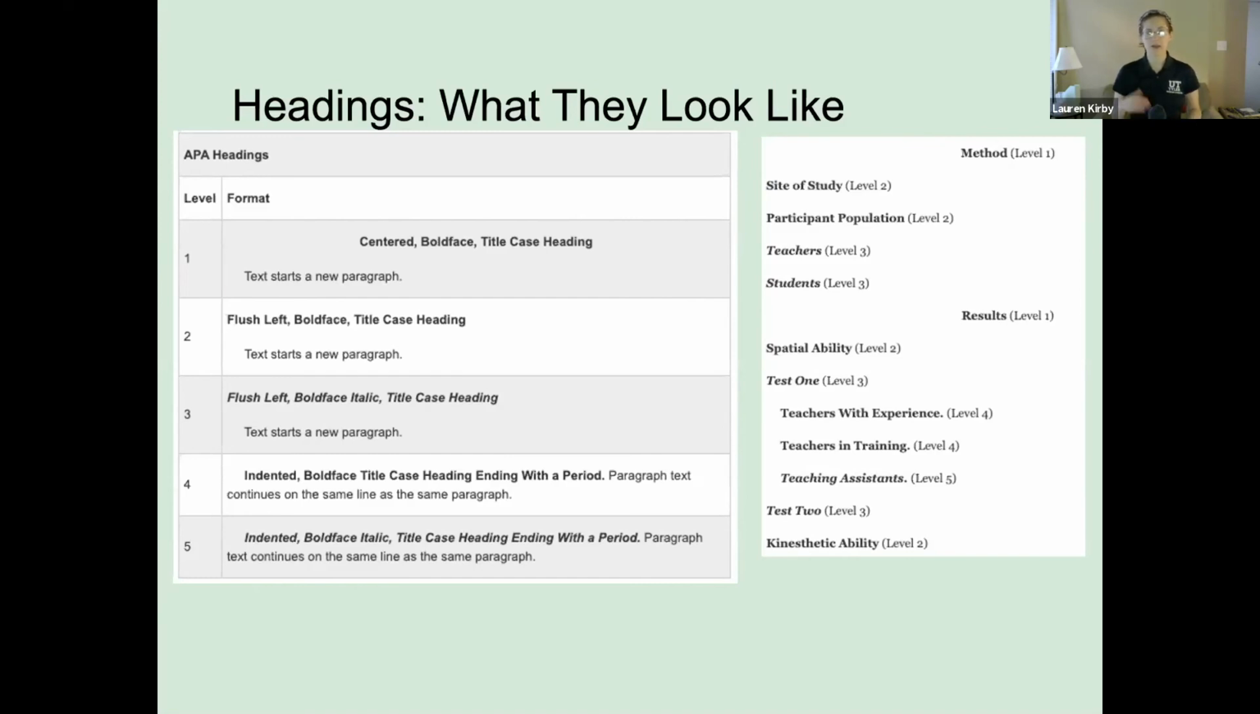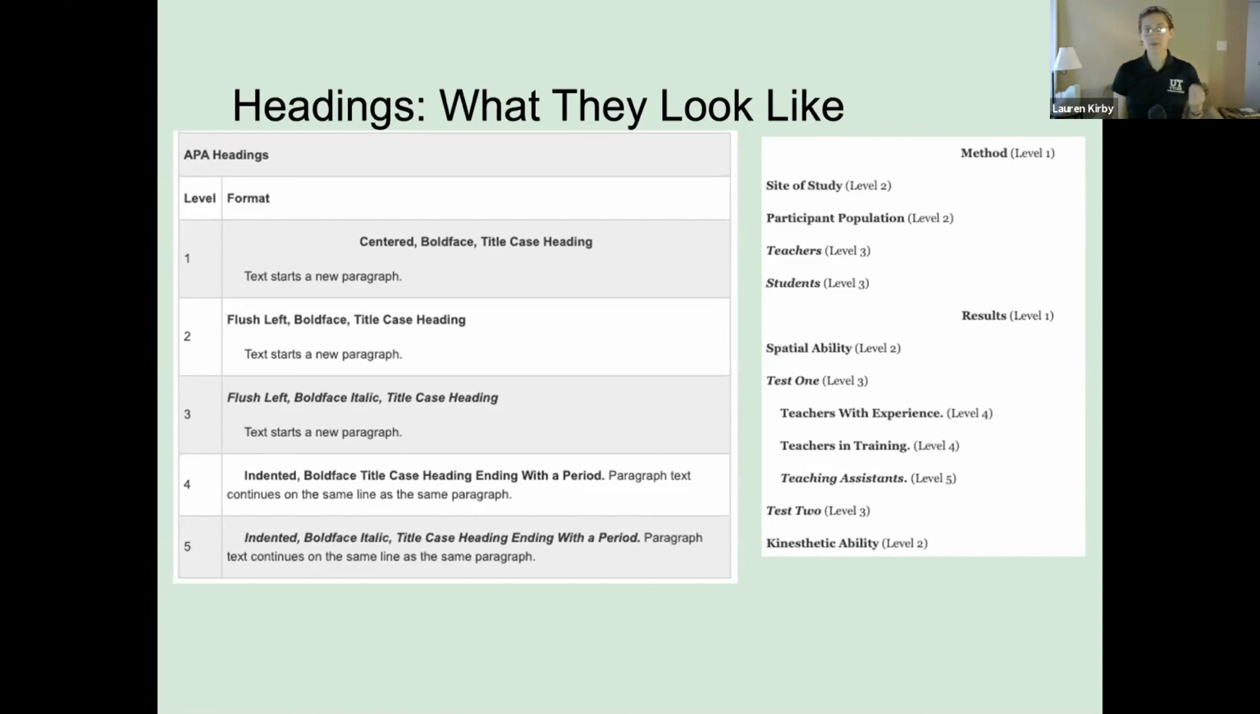They have site of study, participant population, and then under participant population, they recruited both teachers and students. So they have a level 3 heading that goes underneath participant population for both of those. You will not need to go that deeply nested in headings. Their results also have multiple headings underneath them. Yours will not need to go that deep, but here's just an example.